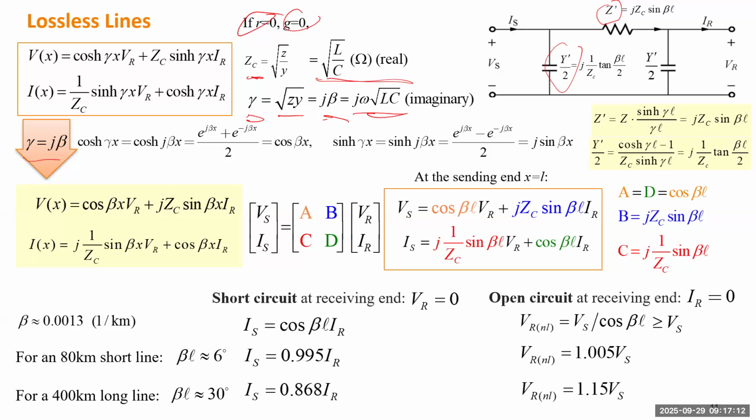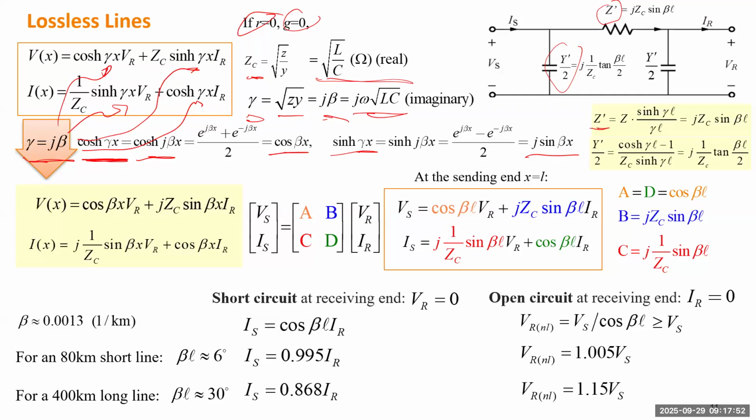Because gamma is purely imaginary, when we plug that imaginary number into the accurate formula for long line, anywhere we see the hyperbolic function, it will become sine and cosine function. So cosh gamma s, which is cosh j beta s, simply becomes cosine beta x. And sinh gamma s will simply become j times sine beta x. So that helps us largely simplify the model.